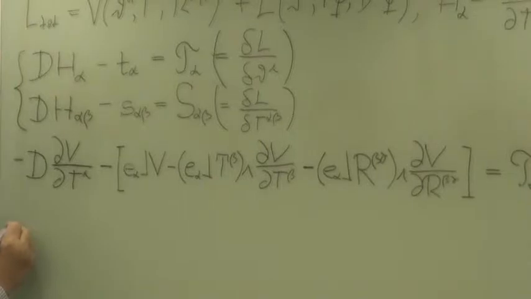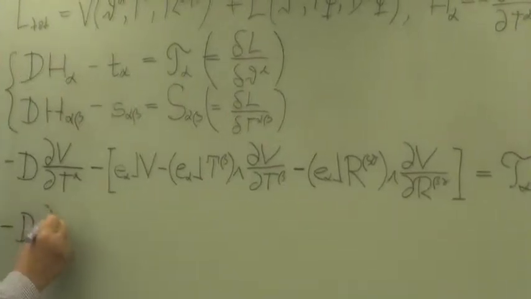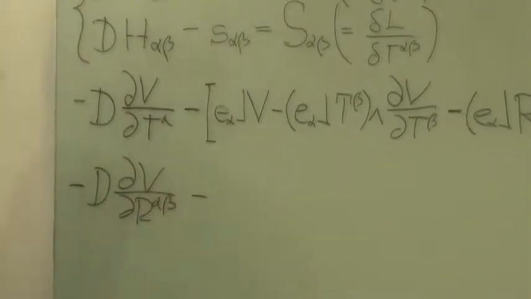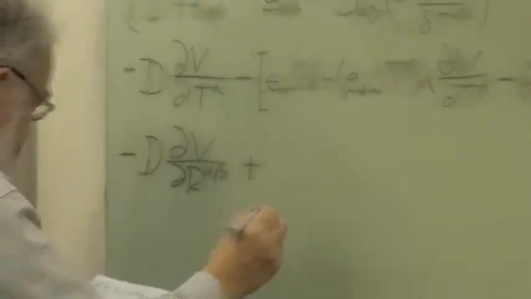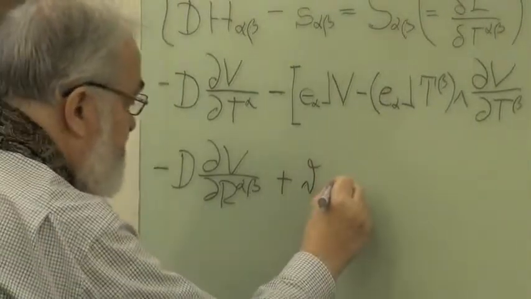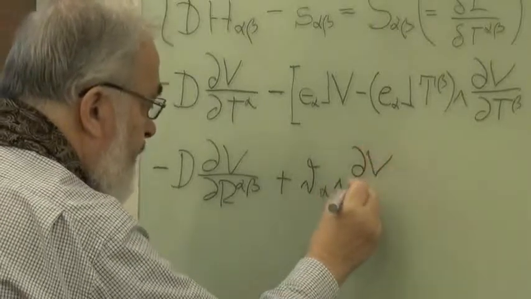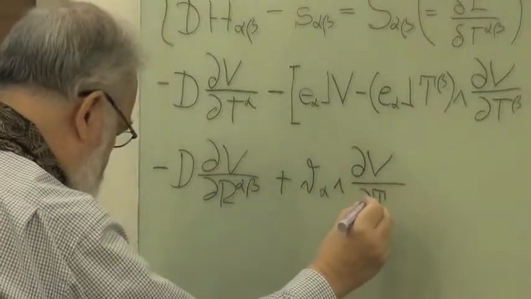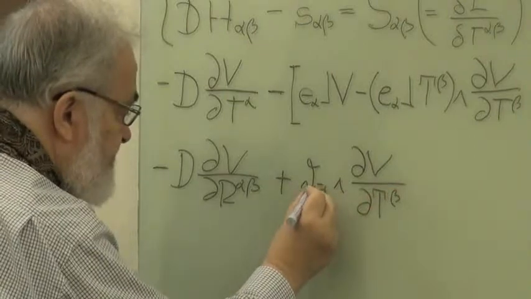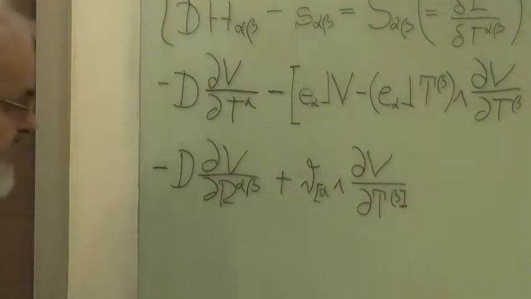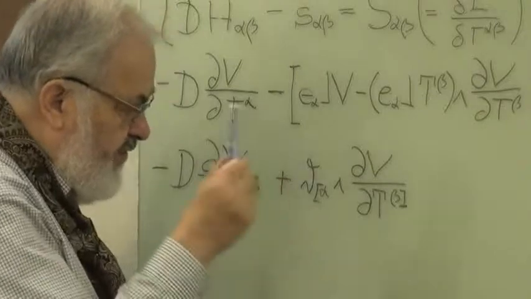So, before I discuss it, let me take the second field equation, which is simpler: dV over dR alpha beta minus, now it's plus because this S has a sign in its definition, theta alpha, the coframe, wedge dV over dT beta, anti-symmetrized over alpha and beta. This is the spin of the gravitational field, and it's interesting that, and this is in accord with what we know from gauge theory.